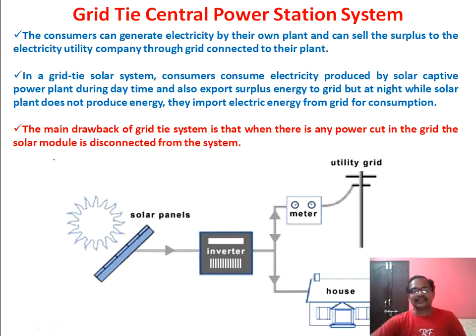Otherwise, during the daytime if you have an excess of energy, you are feeding it into the utility grid. So during that time, when you are feeding, if there is a power cut in the utility grid, then the energy will not be sent to the grid and energy will be wasted. This is the only drawback, because at that time you cannot store the energy in a battery. That is the only drawback here. Apart from that, it's a very good system.